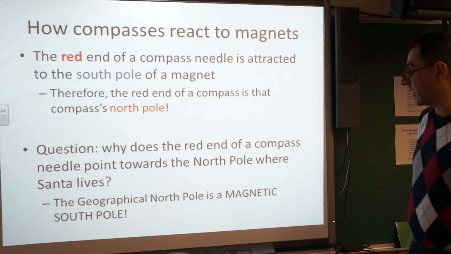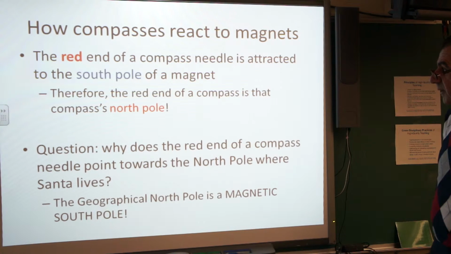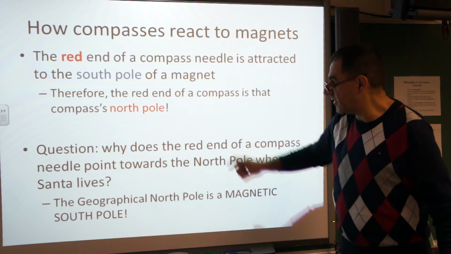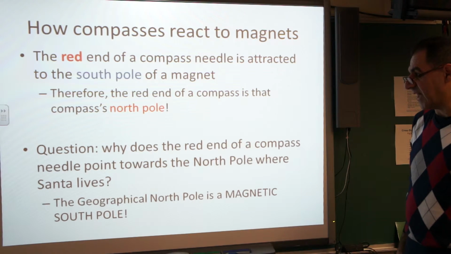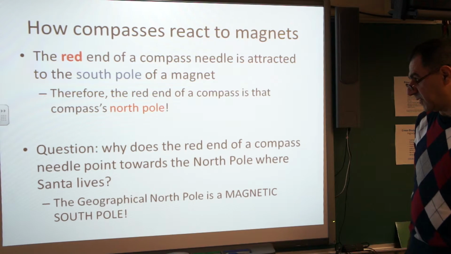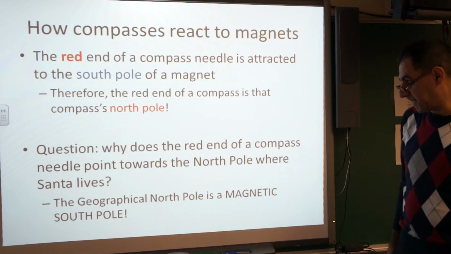How compasses react to magnets, a very important topic. The red end of the compass needle is attracted to the south pole of the magnet. Therefore, the red end of the compass is that of the compass's north pole. So if you place the compass in a magnetic field, it always points to the north.